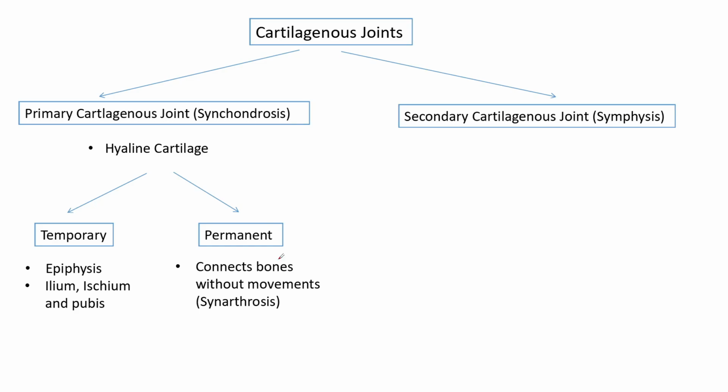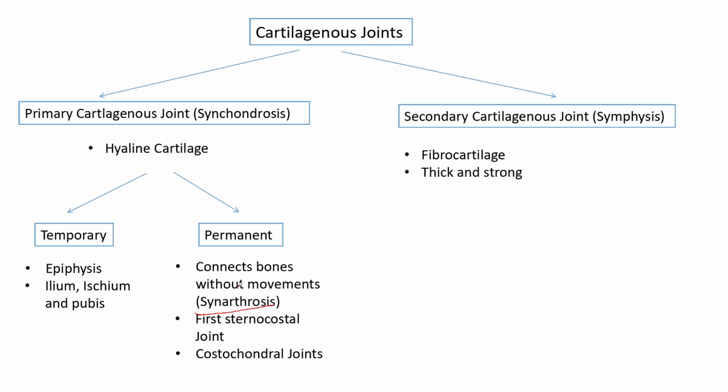So this is a cartilaginous joint which is a synarthrosis, whereas cartilaginous joints are usually amphiarthrosis. The examples are the first sternocostal joint between the sternum and the first costal cartilage, and the costochondral joints in the ribs. Secondary cartilaginous joints are made up of fibrocartilage.